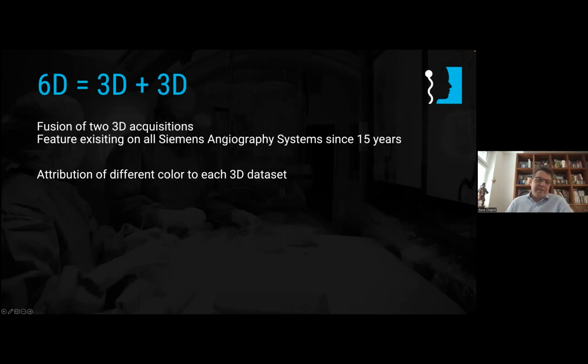If you do now 2 acquisitions on the Siemens system, and this is not new, it's existing since many years, so it's not a new feature that has been developed. And to Andrei's question just before, do we all need to have the newest material? The answer is not possible. But on a lot of systems that are existing, you can do it already.